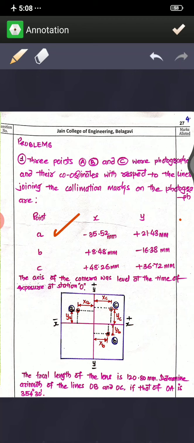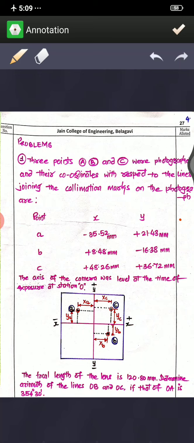Now this point on the photograph is located along the x at minus 35.52 mm, and along the y it will be plus 21.43 mm. Now if you see point B on the photograph, it will be plus 8.48 mm and minus 16.38 mm along the y direction. For point C, see the data, both the directions x and y are positive. So x is equal to 48.26 mm and 36.72 mm along the y direction.